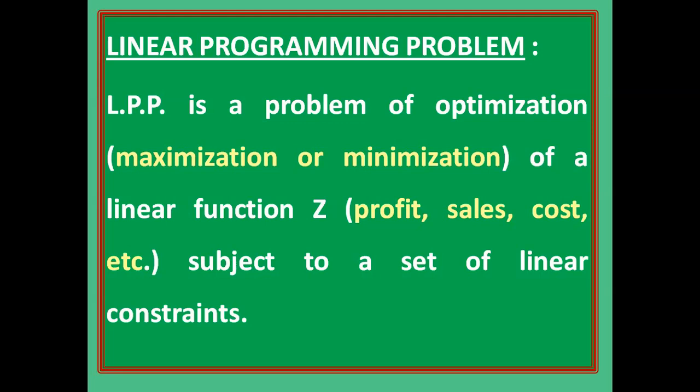So it is an optimization, maximization or minimization of a linear function Z. That Z is either profit, sales, cost, etc. Profit and sales, if we are thinking about, it is based on manufacturer viewpoint. Cost is based on consumer viewpoint. Subject to a set of linear constraints we are specifying here. It is optimization subject to a set of linear constraints or conditions.